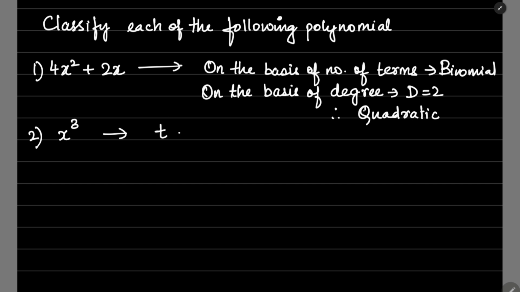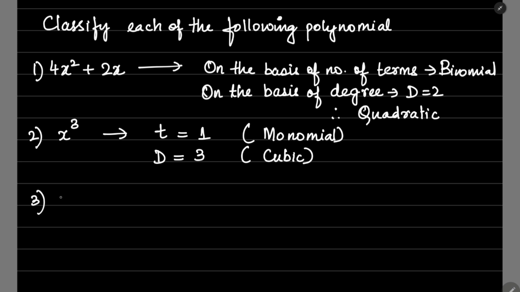The next question is x cube. So, what are the number of terms here? Terms are just 1. So, it is a monomial. And what is the degree? Highest degree is 3. Therefore, it is a cubic polynomial. The third question. Say 3x cube plus 2x plus 7.